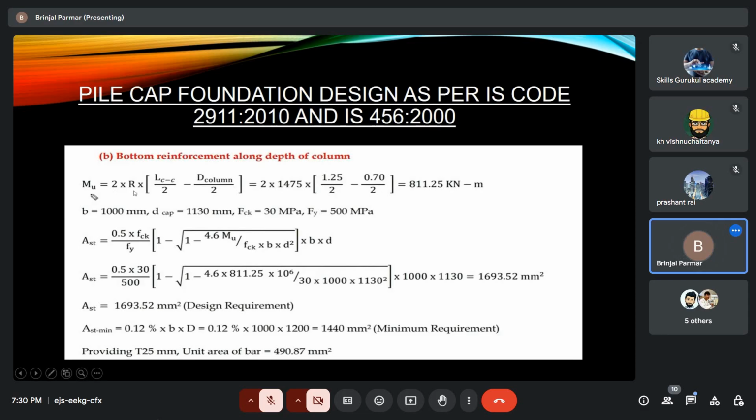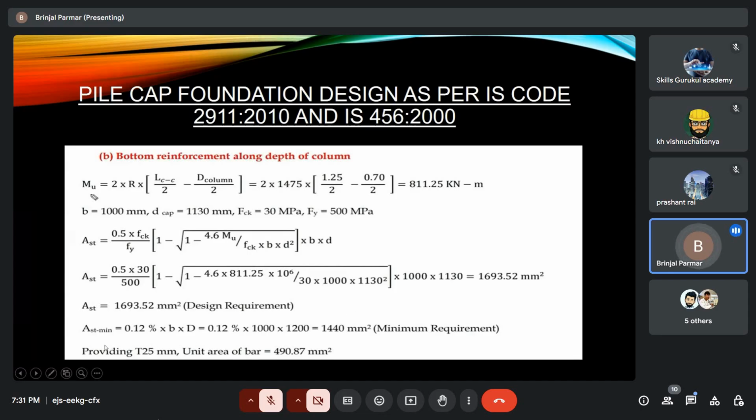So Mu is formula 2 by R into Lcc by 2 minus depth of column divided by 2. So we get 811.25 kN per meter. P is equal to 1000, D cap 1130, fck 30, phi 500 mm. So we put the formula in this and we get Ast 1693.52 mm square. Now we have to take 12% of minimum Ast. So we get 1140 mm square.